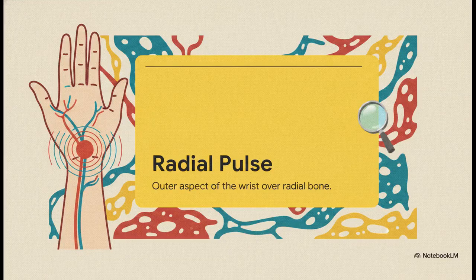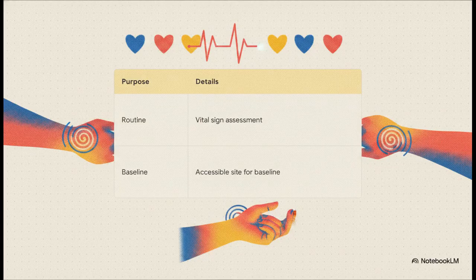Tracing the system just a little bit further down the arm, we hit the most famous pulse point of them all, the radial pulse. This one is located on the outer aspect of the wrist, resting right over the radial bone on the thumb side of the hand. Because it's right there at the end of the arm, it is incredibly easy to access. You don't have to ask a patient to remove any clothing, which makes it the absolute gold standard for routine vital sign assessments. It's simply the most accessible site we have for establishing a general baseline heart rate.